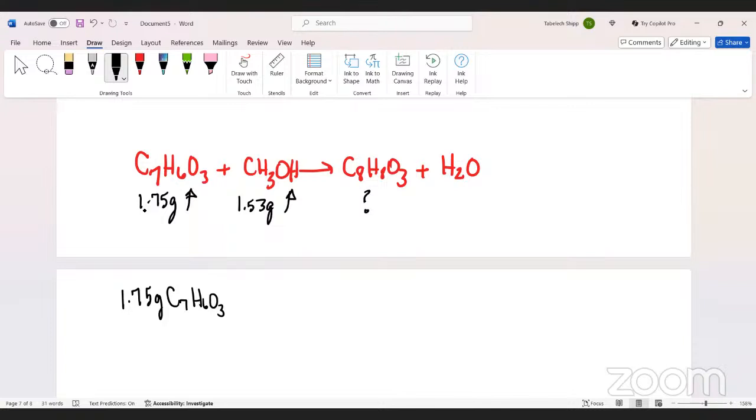Now, because we've got this 1.75 grams of C7H6O3, we've got to first convert that to a mole. And if you all remember, you have to find the molar mass of this entire compound. Now, Ariana, do you have the molar mass by any chance?